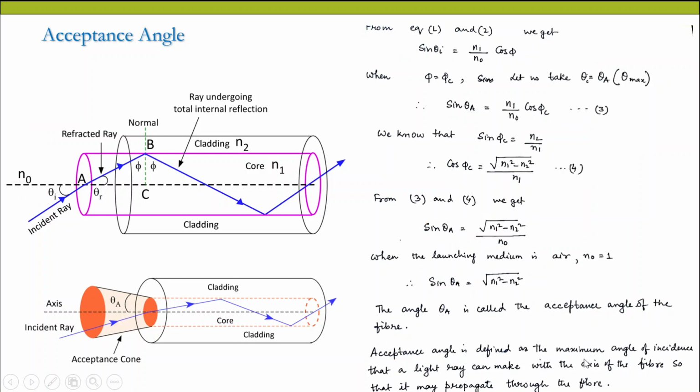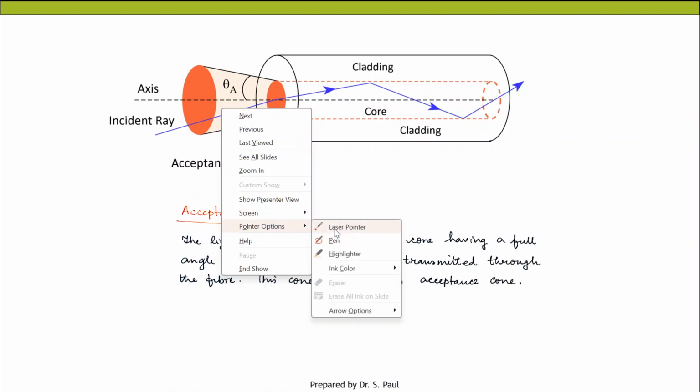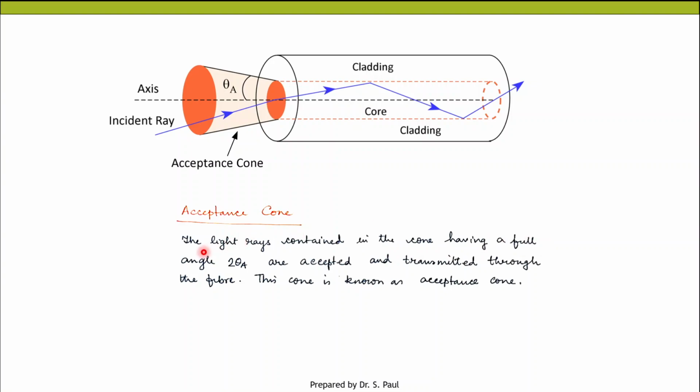Rays that are incident on the face of the fiber making an angle less than theta A will undergo repeated total internal reflection and will reach the other end of the fiber. Obviously, a larger acceptance angle makes it easier to launch light into the fiber. With the semi-vertical angle theta A, the cone which is formed here is known as the acceptance cone. So what is the acceptance cone? The light rays contained in the cone having a full angle 2 theta A are accepted and transmitted through the fiber.